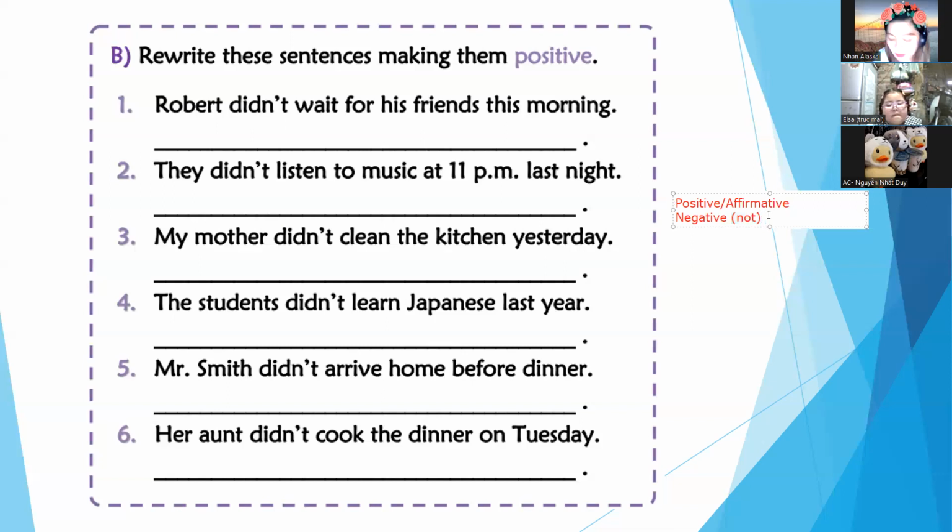Now, when we talk about the other state, which is called interrogative, can you say interrogative? Interrogative, Elsa, that is the question form. Here, Robert didn't wait for his friend this morning. So did he wait for his friend this morning? That is interrogative. You change it into a question form. Do you get it? Yes.